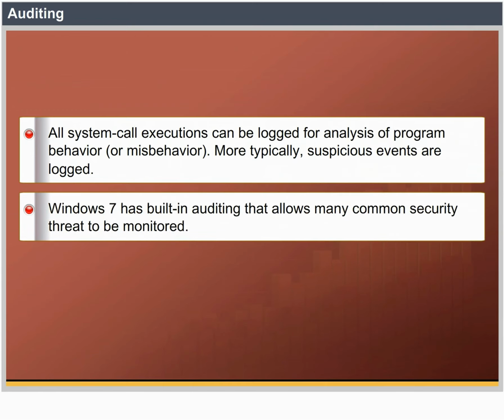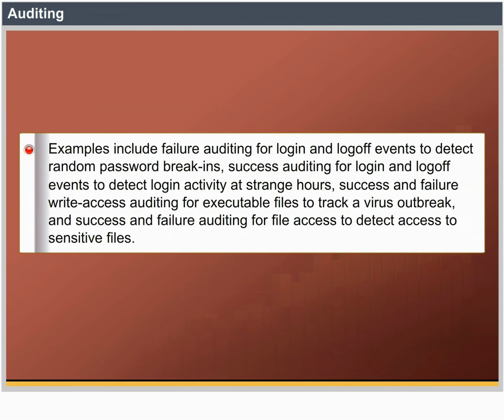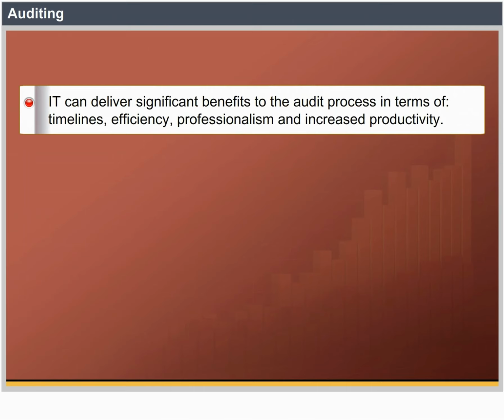Windows 7 has built-in auditing that allows many common security threats to be monitored. Examples include failure auditing for login and log-off events to detect random password break-ins, success auditing for login and log-off events to detect login activity at strange hours, success and failure write access auditing for executable files to track a virus outbreak, and success and failure auditing for file access to detect access to sensitive files. It can deliver significant benefits to the audit process in terms of timelines, efficiency, professionalism, and increased productivity.